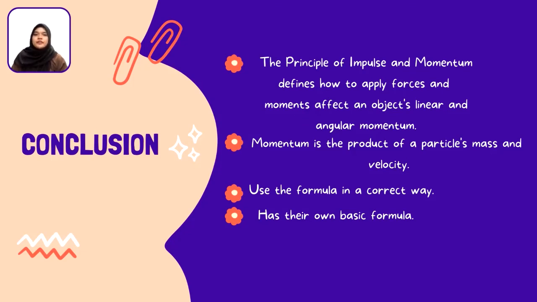As a conclusion, all of us know what the principle of linear impulse and momentum is in dynamics. The principle of impulse and momentum defines how forces and moments affect an object's linear and angular momentum. Linear impulse: a particle in most dynamic issues is subject to forces that change with time. The force is a vector-valued function of time, which we may express analytically. Momentum is the product of a particle's mass and velocity.